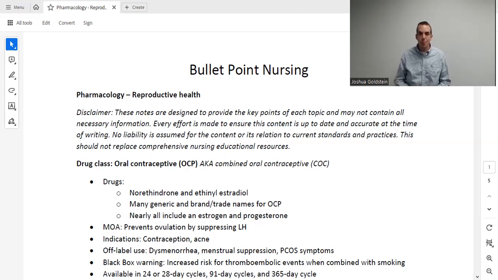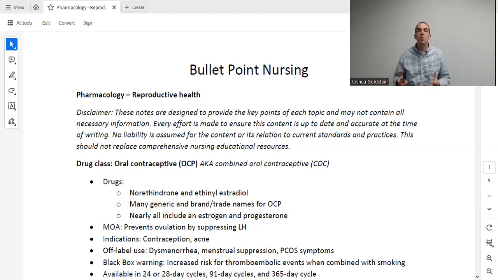There are some exceptions, and some different ingredients that these medications use, but generally speaking, the most common ingredients are norethindrone and ethinyl estradiol, with norethindrone being the progesterone and ethinyl estradiol being the estrogen. The mechanism of action is that these suppress ovulation by suppressing luteinizing hormone. It does get a little more complex than that, but at the RN level, we're going to leave it at that. For NP students, you may need to know a little more that we're actually not going to get into.